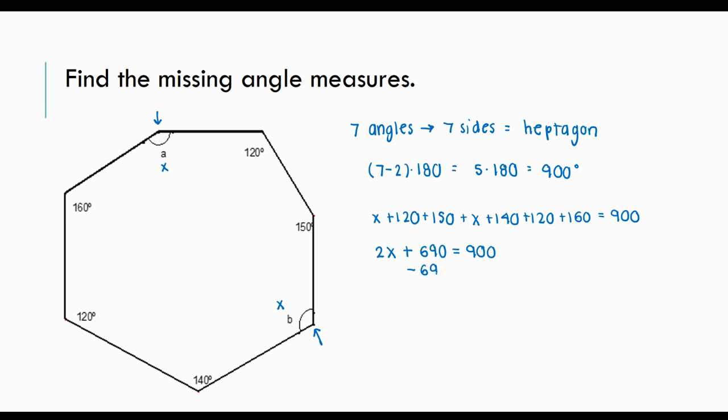So let's start solving for X. I'm going to subtract 690 from 900, and that's going to give us 210. I'll divide both sides by 2. And then remember, X is both angle A as well as angle B. So it looks like each of those is 105 degrees. Okay, but I had to know what all of those angles added up to, so we had to use that formula n minus 2 times 180 first to make that happen.